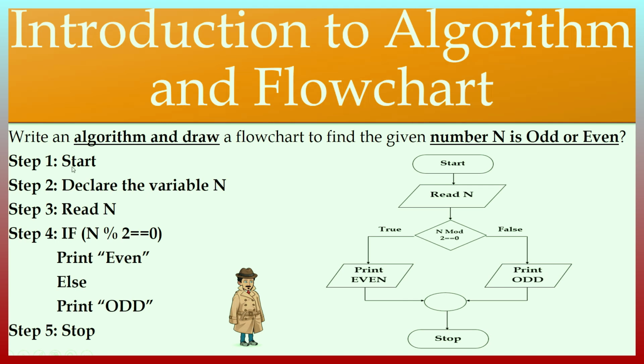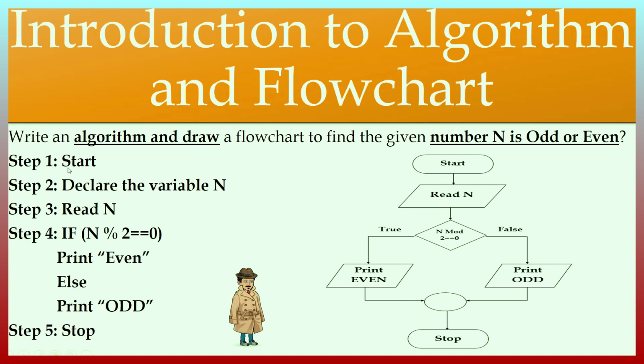Step 1, start. Step 2, declare the variable n. Since we are going to use only one variable, I'm declaring the variable n. And step 3, read. You want to get the value for n using the read. And step 4, we are going for if condition. If n mod 2, means any number mod 2, the remainder is 0, it means that the number is even. So if the condition is true, it will print it's even. If the condition is false, if the remainder is not equal to 0, it will print odd. And we are going to stop the program.